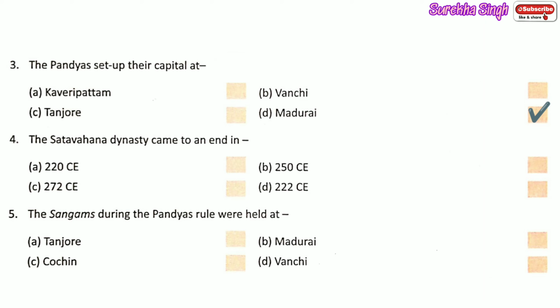4. The Satvahana dynasty came to an end in? Option A. 220 CE. 5. The Sangams during the Pandyas' rule were held at? Option B. Madurai.